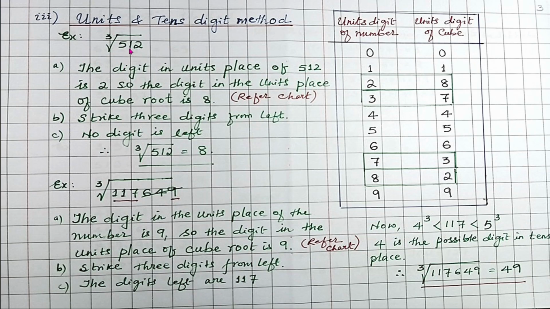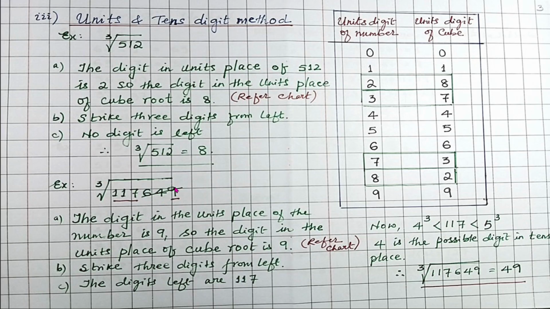Now let us take one more example, cube root of 117649. Now group them. 649 is one group, 117 is another group. So in the first group, take the digit 9 here. The digit is 9 in the cube of a number, therefore the digit in the cube root of the number would again be 9 in the units place.